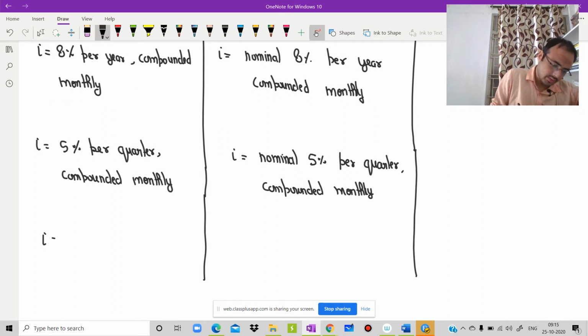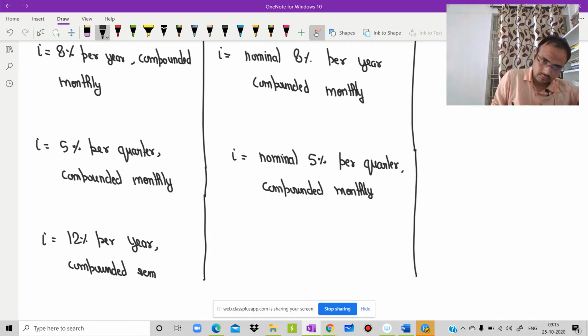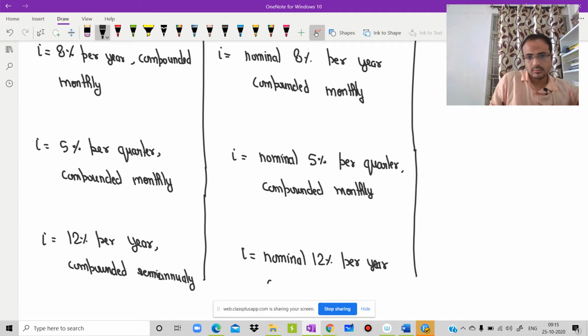Suppose you have I is equal to 12% per year, compounded semi-annually. Then we can write I is equal to nominal 12% per year, compounded semi-annually.